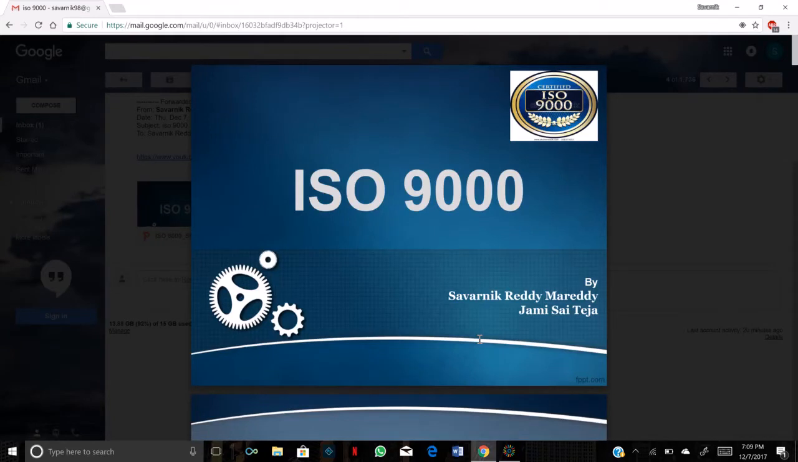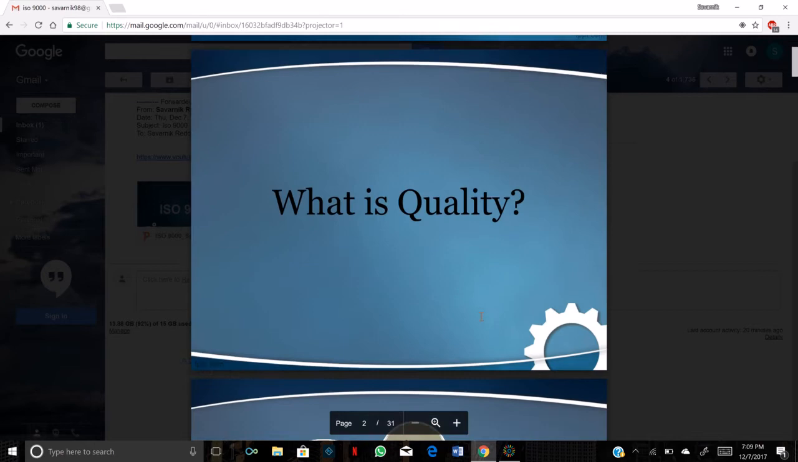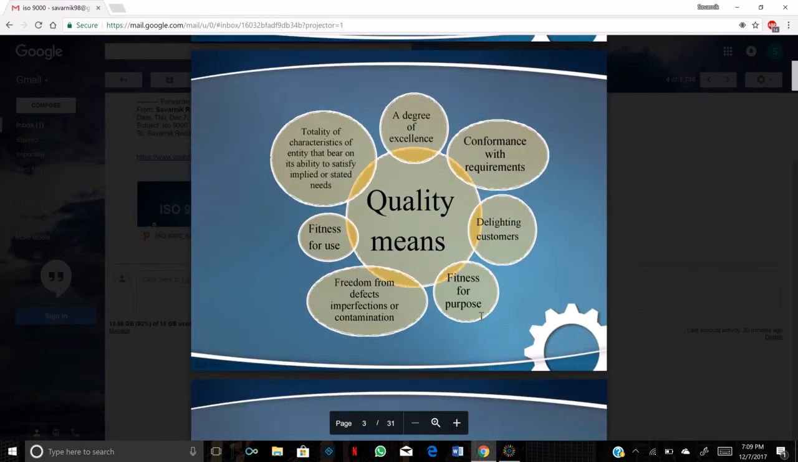Today, the topic of the presentation is going to be ISO 9000, which of course deals with quality. Quality in the present day market means a characteristic of a product that satisfies the needs of the customer. That is quality. A good quality product should be fit enough to be sold in the market.